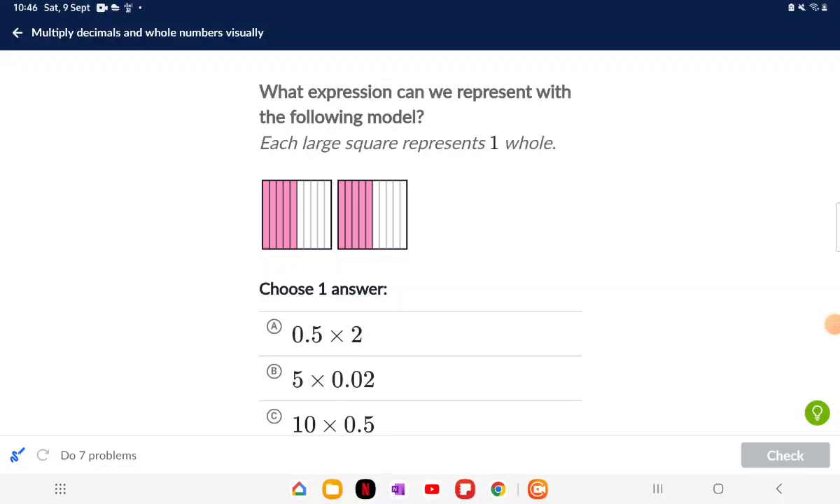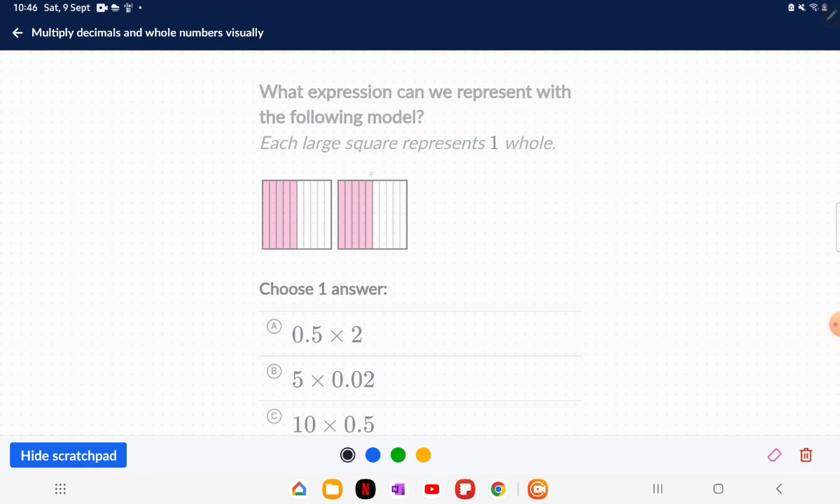Okay, let's do this question. What expression can we represent with the following model? Each large square represents one whole. So this one big square is one whole, and this is also one whole. And how much of it is shaded? A half of it is shaded.